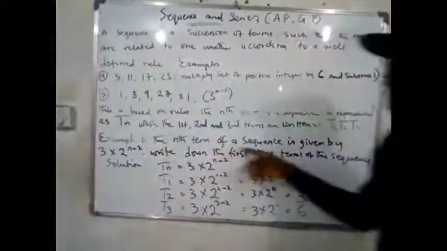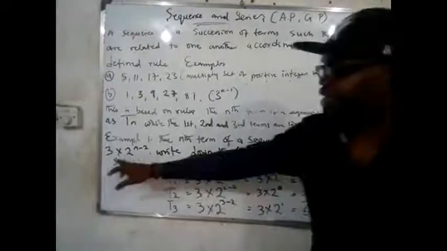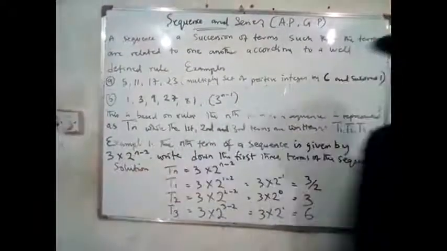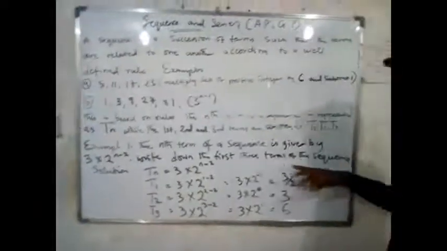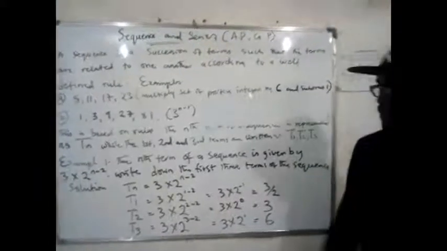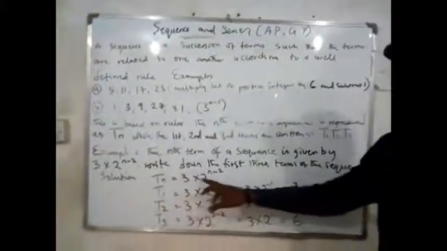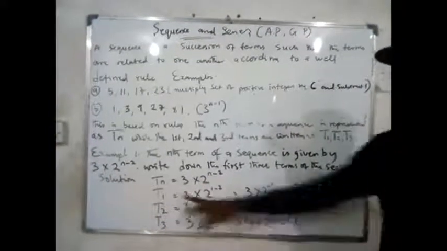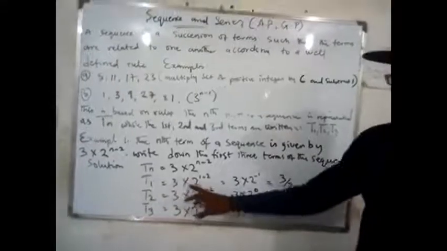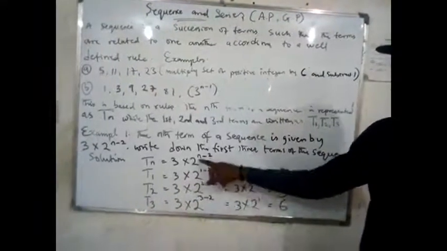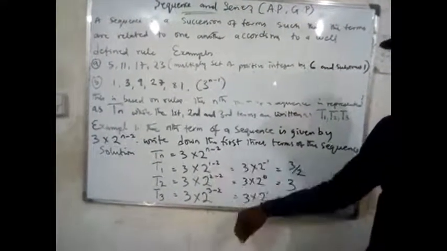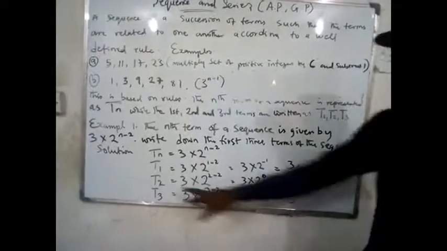The nth term of a sequence is given by 3 times 2 to the power n minus 2. Write down the first 3 terms of the sequence. Is that clear? So this is Tn as was given, 3 times 2 to the power n minus 2. So what would be T1, which is the first term? It will now be 3 times 2 to the power. In place of n, you put what? 1. And you solve down to get this.